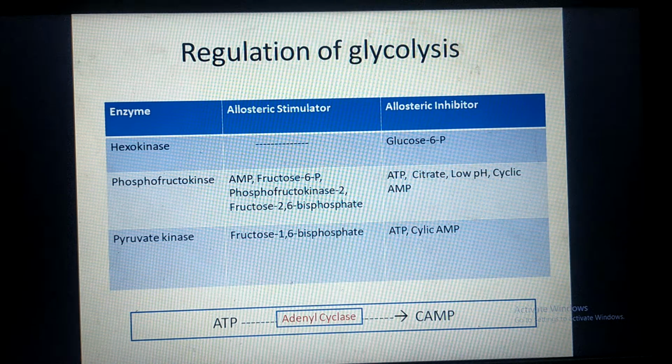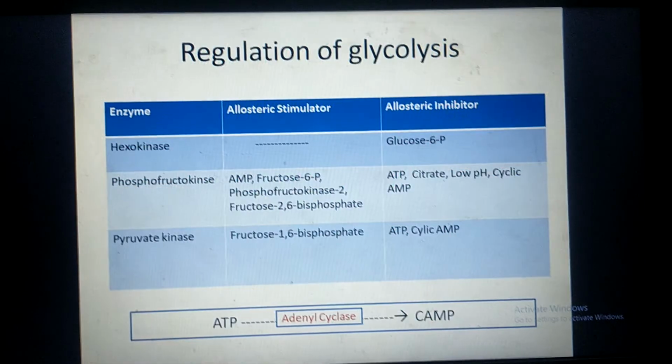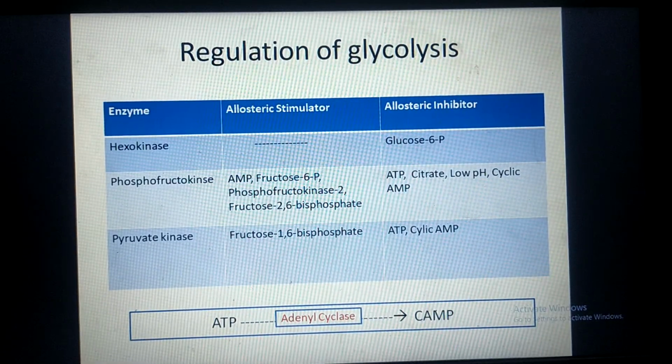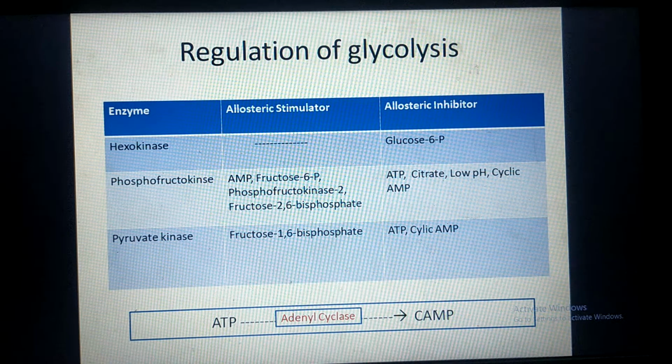The first allosteric enzyme of glycolysis is hexokinase. It is inhibited allosterically by glucose 6-phosphate, which is the product of the enzyme hexokinase. Hexokinase converts glucose into glucose 6-phosphate, so it is a product. Generally, the products of an enzyme act as inhibitors and the substrate of the enzyme acts as a stimulator.